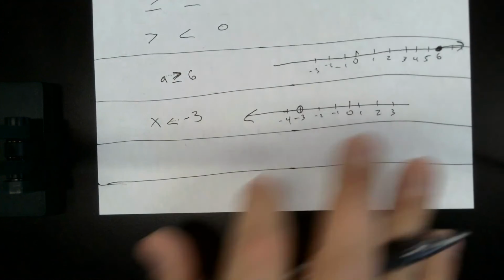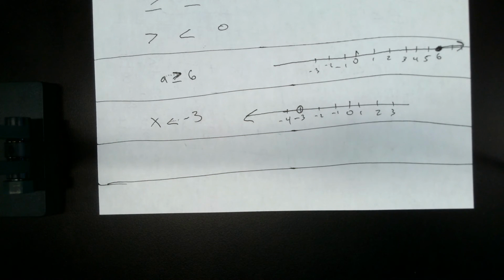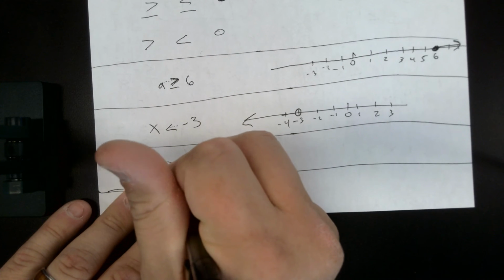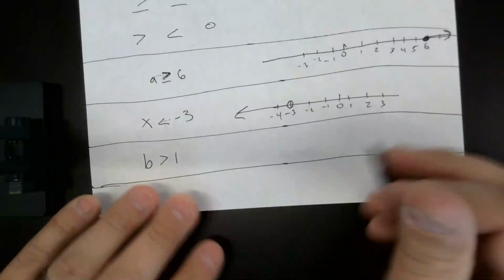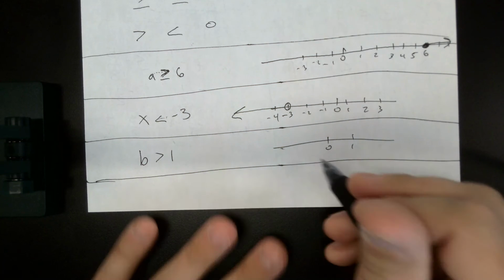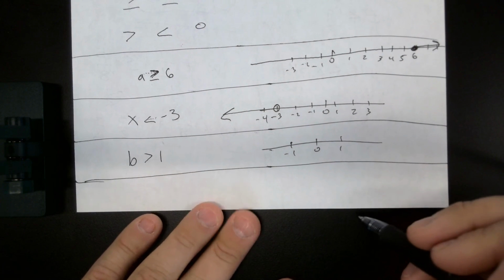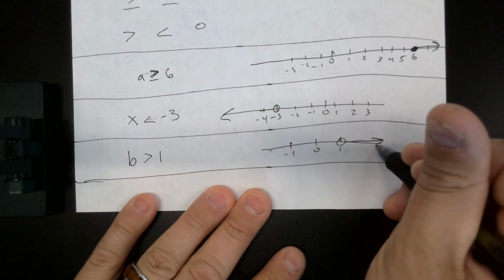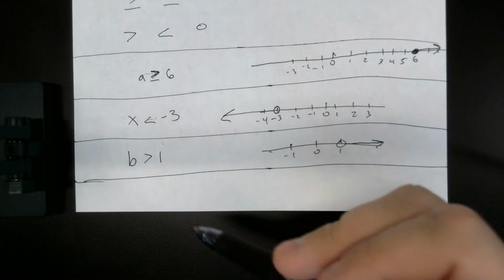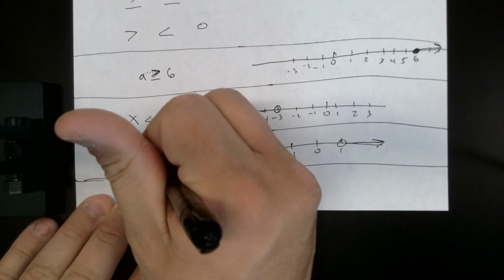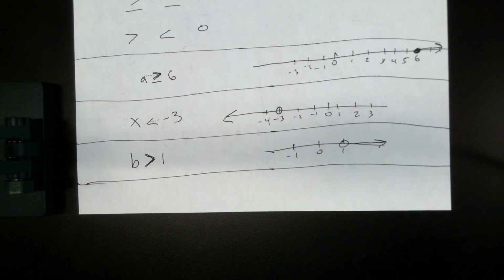Okay, let's do another. B is greater than 1. So if I have a 0 and a 1, and that would be negative 1 right there. Open circle going to the right. Perfect. Okay, if the variable is on the left, the inequality shows you which way the arrow is going. It's just like an arrow right here. It's telling you which way it's going. Okay? Alright, last one.